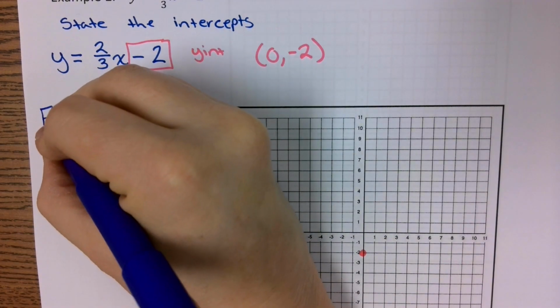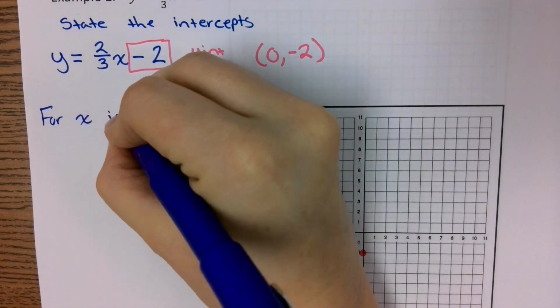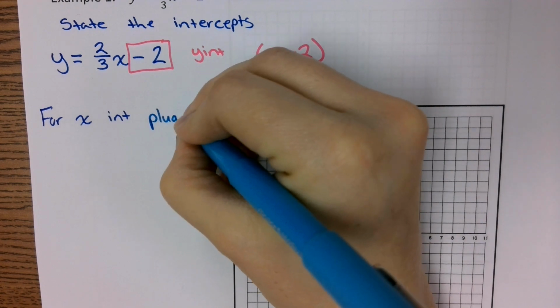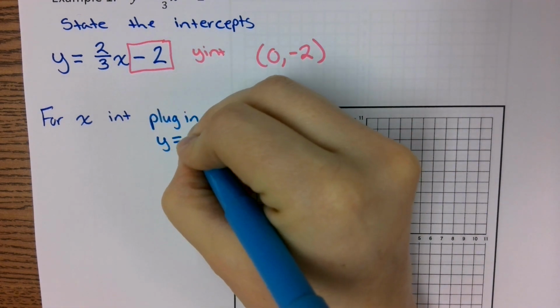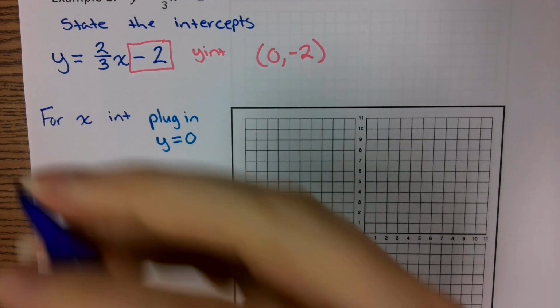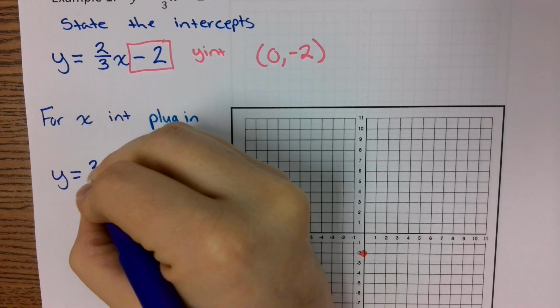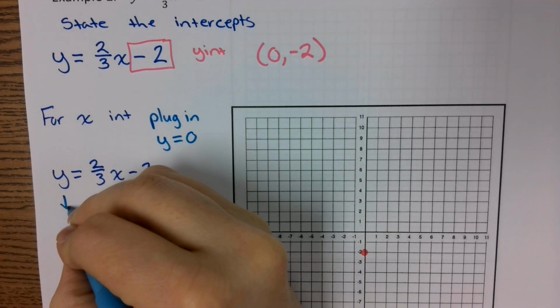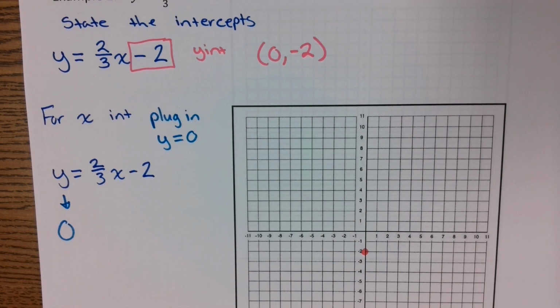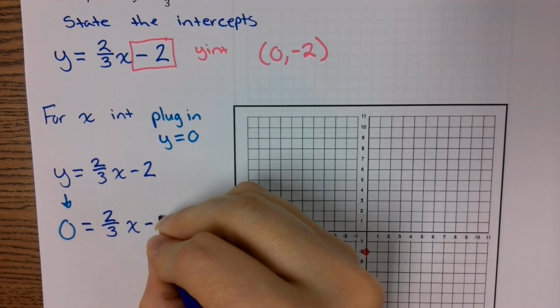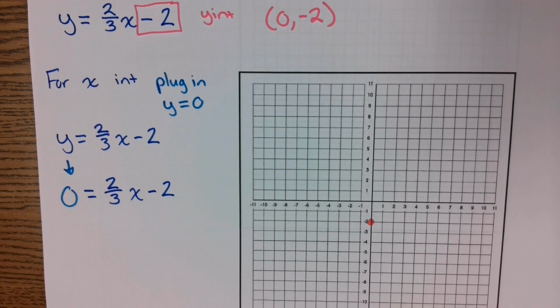So for the x-intercept, you're going to plug in y equaling 0. We're going to replace the y with a 0 value. So we had y is equal to 2/3 x minus 2. We're going to replace this y with 0. And then we're going to solve like normal. 0 is equal to 2/3 x minus 2. Okay, it's just an equation, a two-step equation.